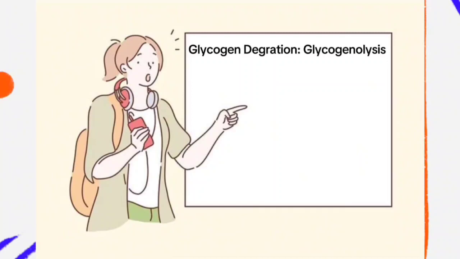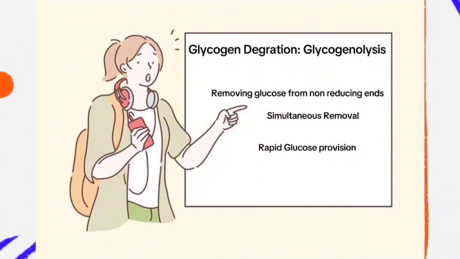Glycogenolysis, or glycogen degradation, involves the removal of glucose molecules from non-reducing ends. Given its multiple non-reducing ends, glycogen can supply glucose rapidly.